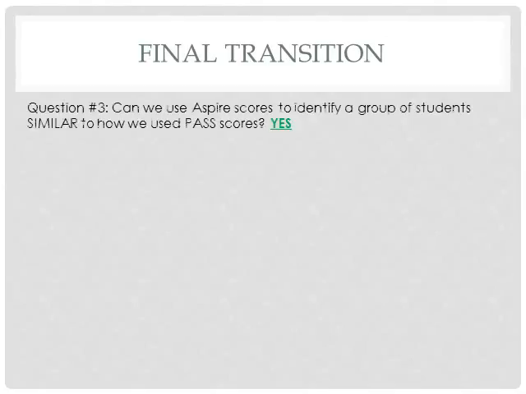Okay, so in making the final transition from SCPASS to Aspire in identifying students, we're going to answer question number 3. Can we use Aspire scores to identify a group of students similar to how we used PASS scores? And the answer is yes. Now, this is the closest thing we have. It can still change based on research and more data, but for now, this is the closest thing we have.